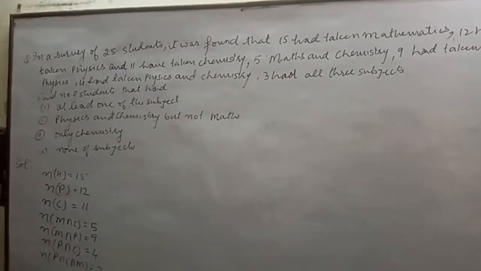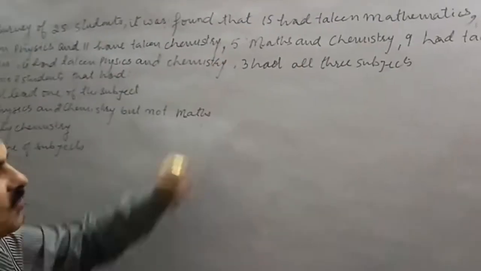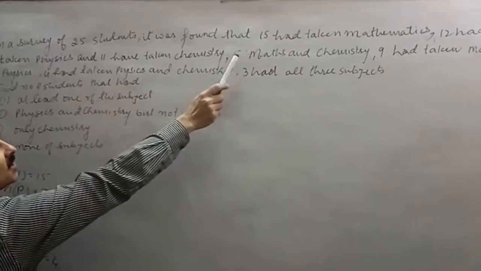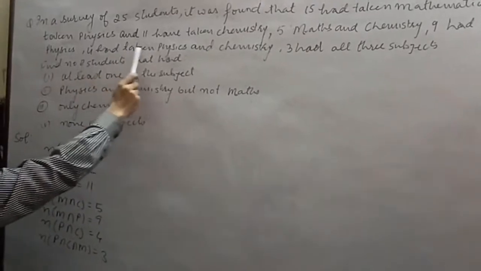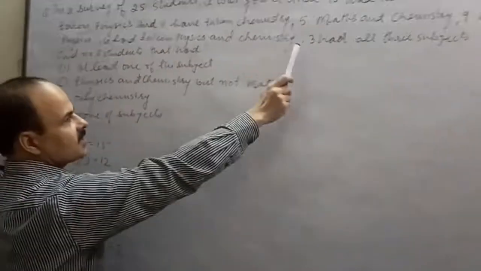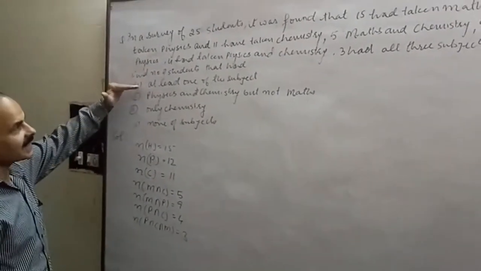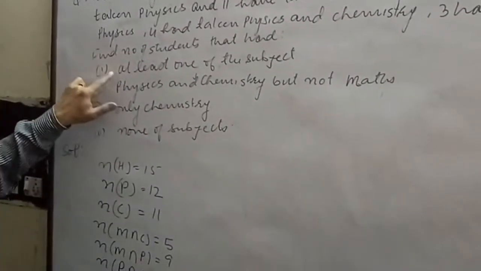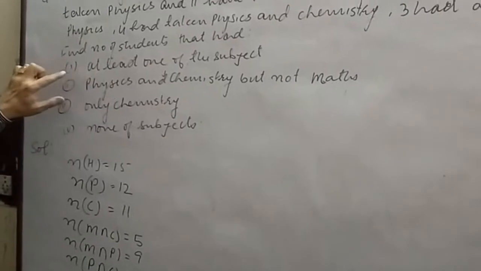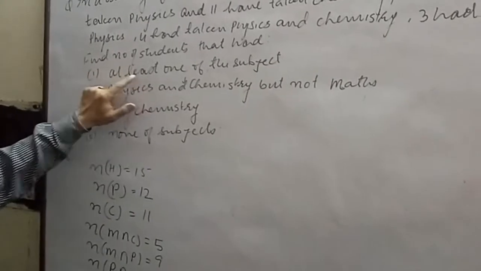Now let's solve one more question. In a survey of 25 students, it was found that 15 had taken maths, 12 had taken physics, 11 have taken chemistry, 5 chemistry and maths, 9 have taken maths and physics, 4 have taken physics and chemistry, and 3 have taken all the subjects. So what you have to find? You have to find the number of students taking at least one of the subject. Means union you have to calculate.